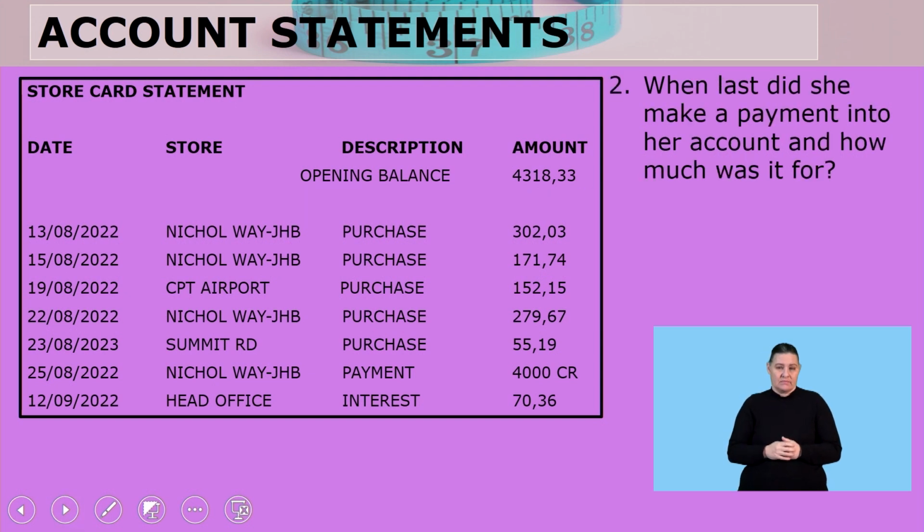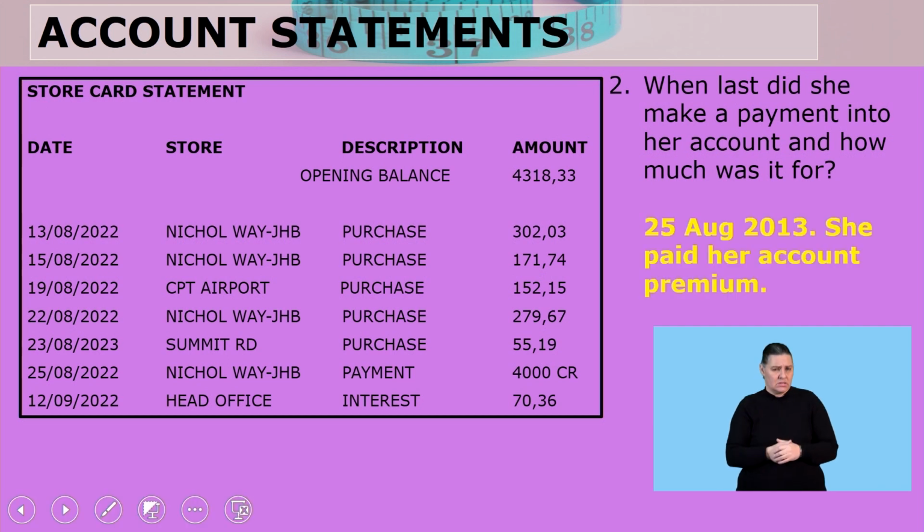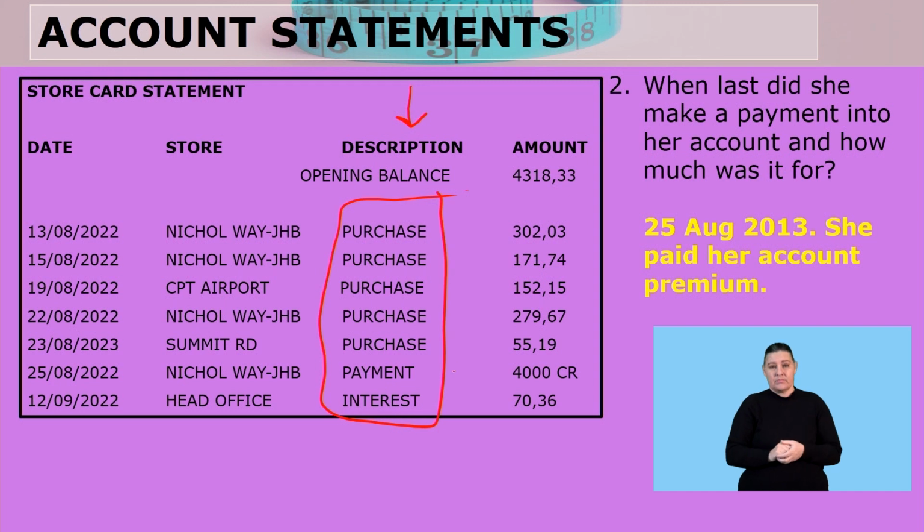The second question, when last did she make a payment into the account and how much was this for? So if we read the description column, just want to block that guy off, all of these things. All right. Do you notice here at this one, it says payment? So she paid this on the 25th of August 2022, and that's when she paid money into the account. See the word credit? It means money's coming off her account. Excuse me, nice work.